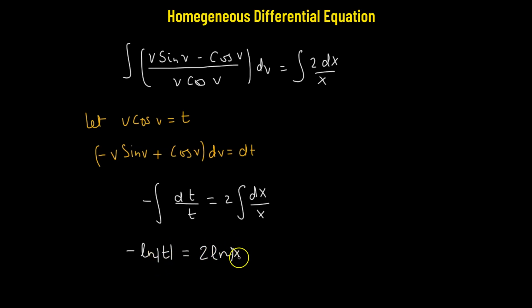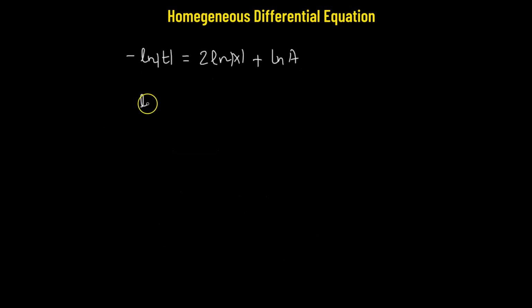Since everything is in terms of logarithm, let's take our constant of integration in terms of log. So let's take log of a. We'll use some properties of logarithms. We have negative log of t, which is simply log of 1 over t, equal to log of x squared times a. Now we can get rid of the logarithm from both sides. So we have 1 over t equals x squared times a.